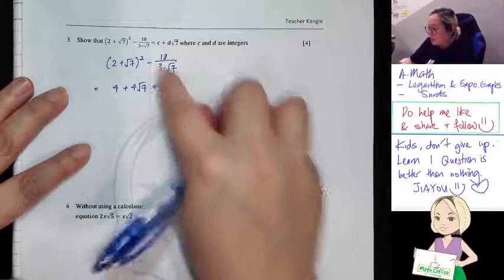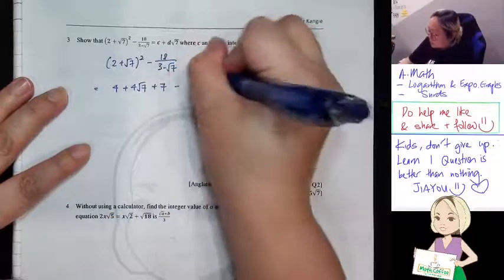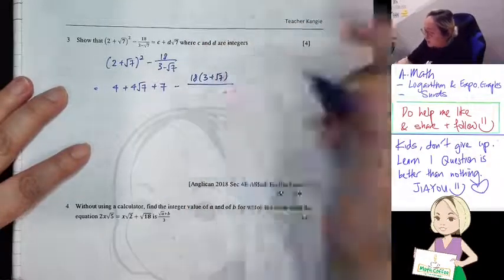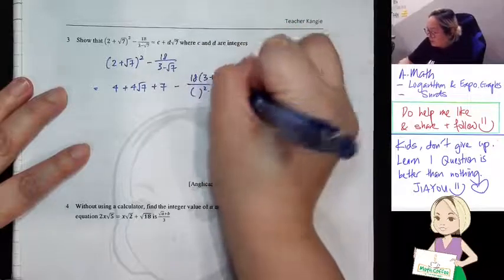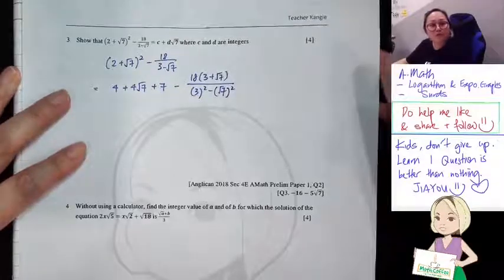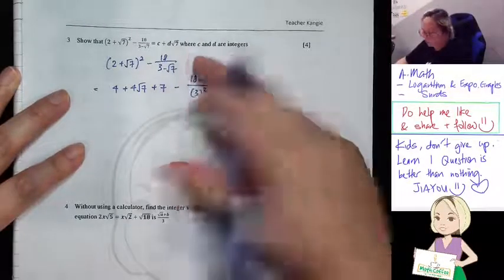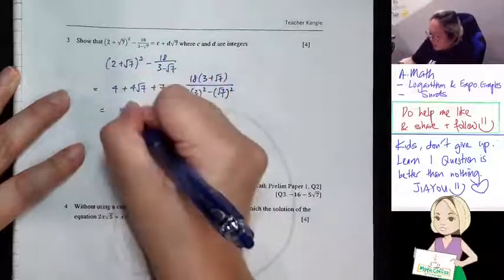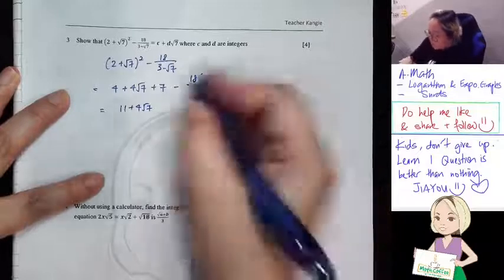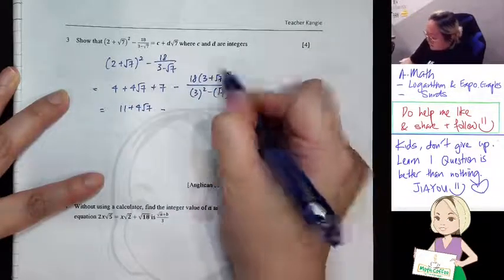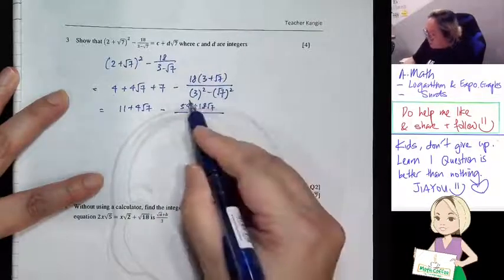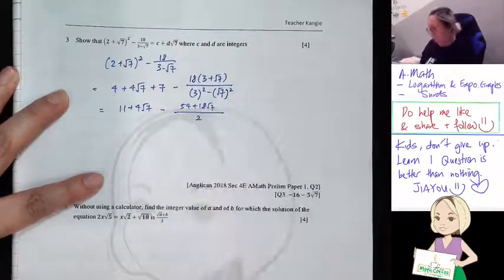Minus, I'm going to rationalize this one. So 18 will multiply with 3 plus square root 7. And denominator will be A square minus B square, correct? So it will be 3 here and square root 7. So this is how I rationalize this one. Okay, this will give us 4 plus 7, so 11 plus 4 square root 7. This one will become minus 54 plus 18 square root 7 over 9 minus 7, so this is 2.